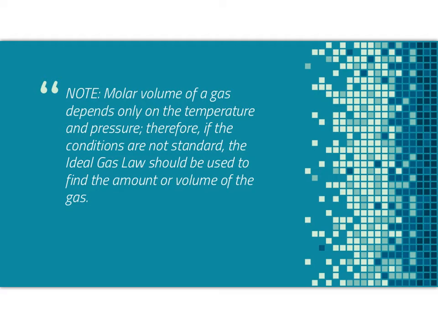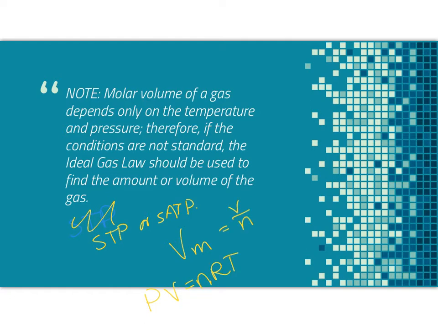So note, molar volume only depends on temperature and pressure. Therefore, if conditions are not standard, we need to use the ideal gas law. So what this says is if I have STP or SATP conditions, I can use the molar volume, Vm. But if I have non-standard conditions, I have to use PV equals nRT to find moles. Remember, this is V over n.